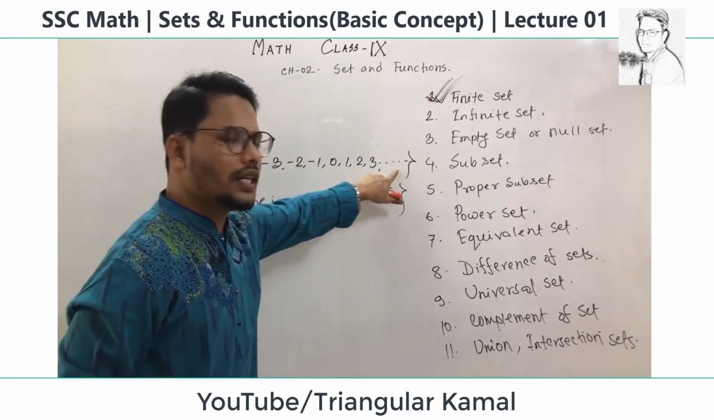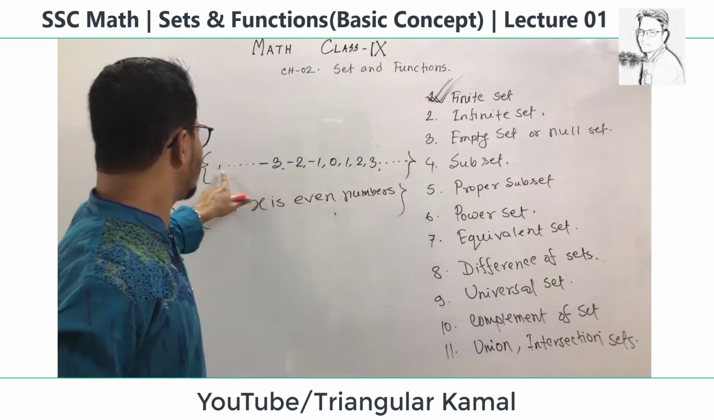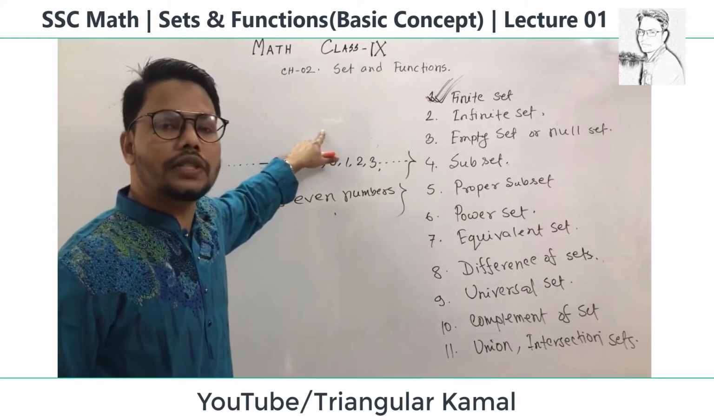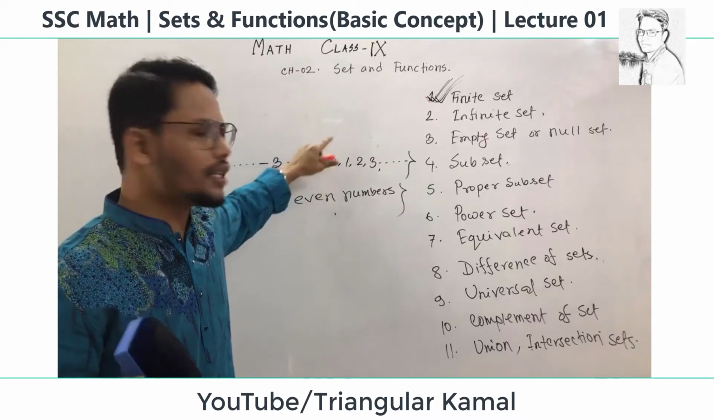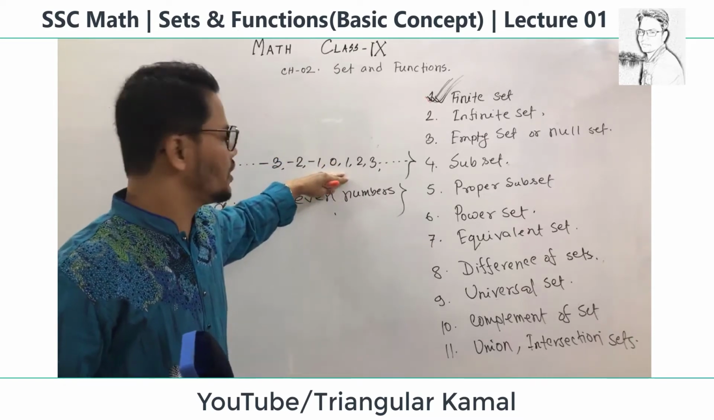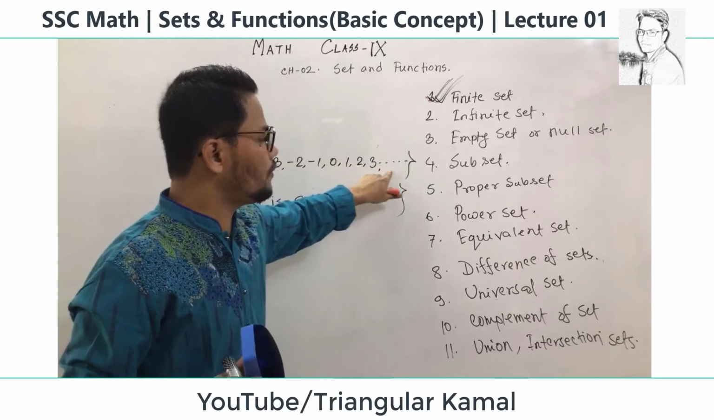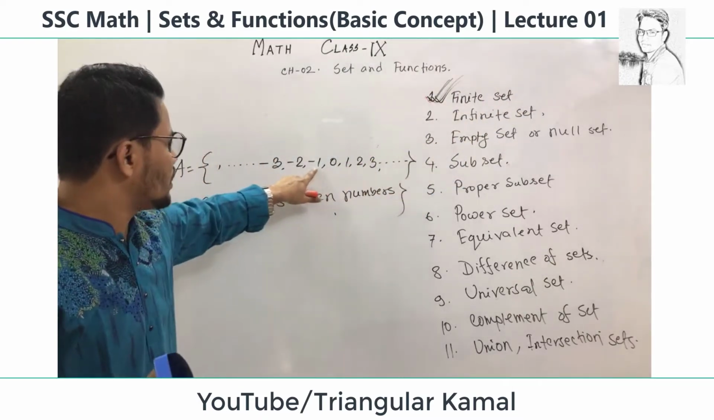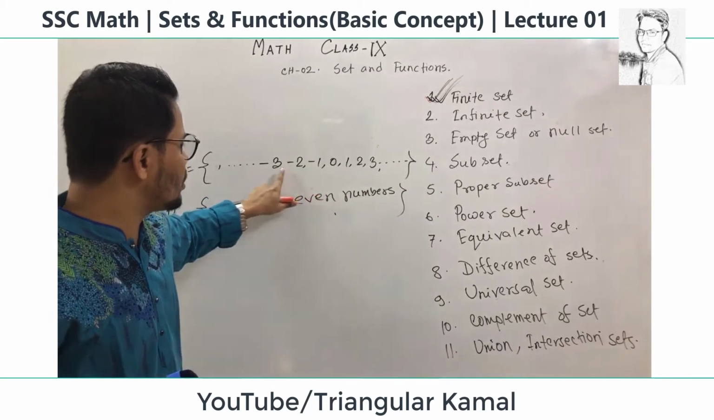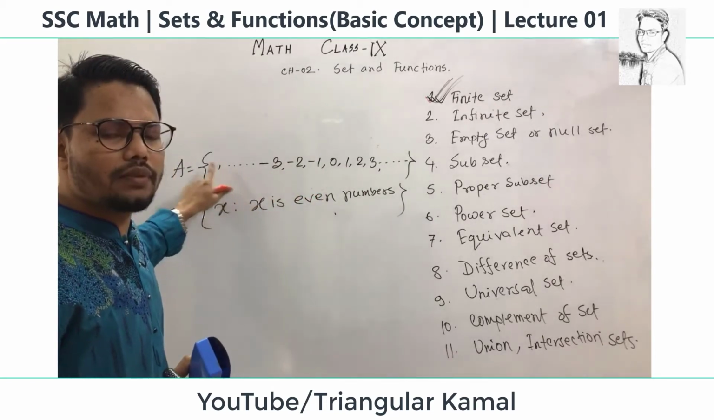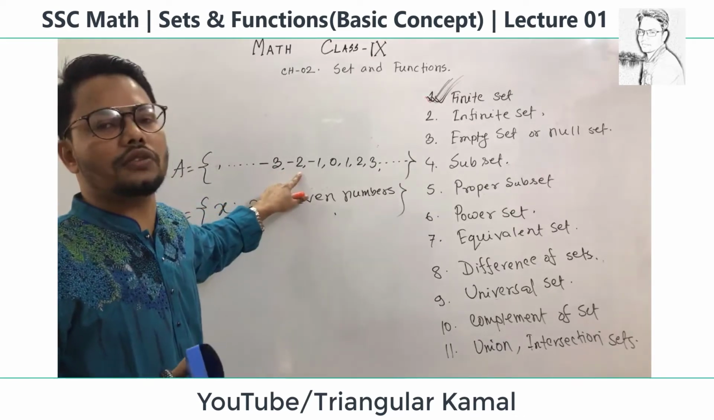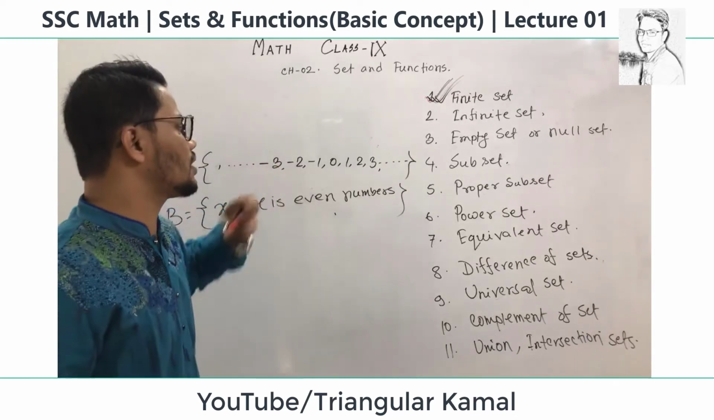The right side is not closed and the left one is also not closed. We cannot count exactly how many elements there are, because 1, 2, 3, 4, 5, 6, 7, 8, 9 go up to infinity. This is -1, -2, -3, -4, -5, -6 up to left infinity. So we cannot count exactly how many elements there are.